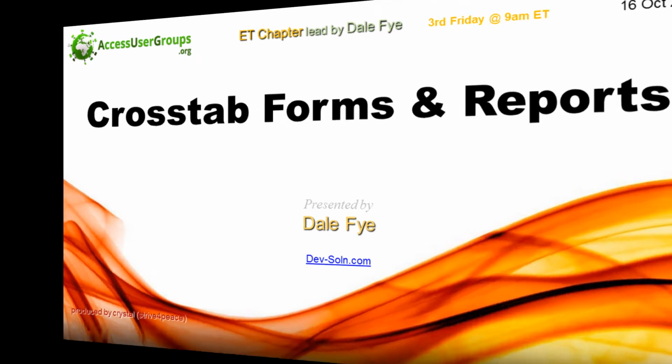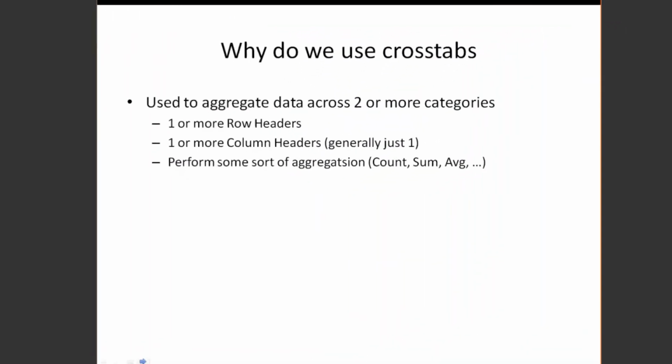So why do we use crosstab queries? Basically, it's to aggregate data across one or more row headers and one or more column headers, although generally most people do only a single column header. And then we perform some sort of aggregation of the data, whether it be a count or a sum or an average. You can use any of the statistical functions to do that.